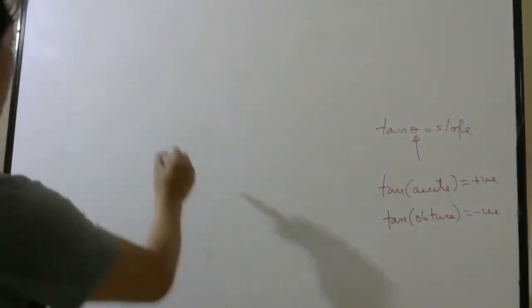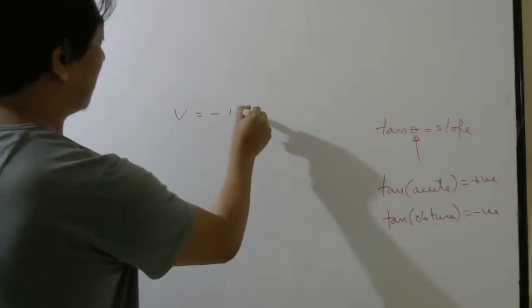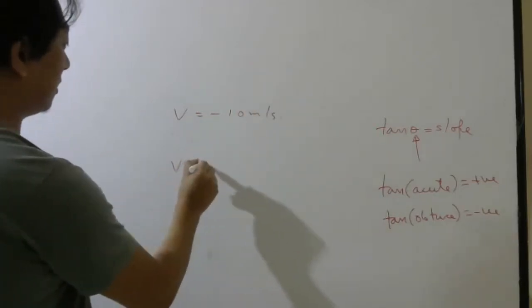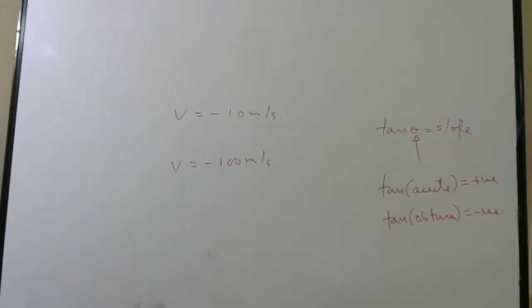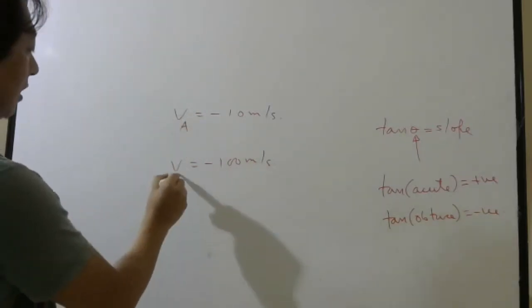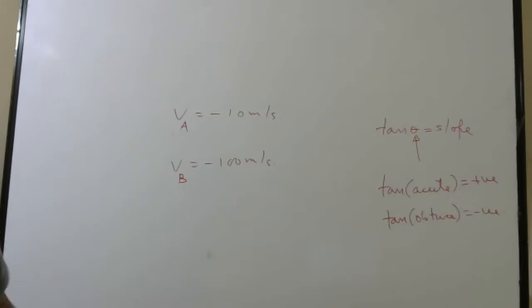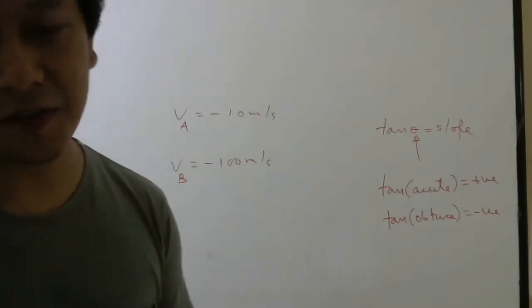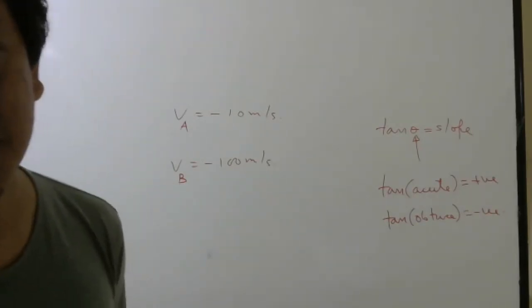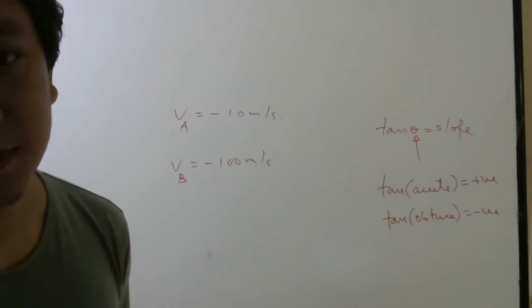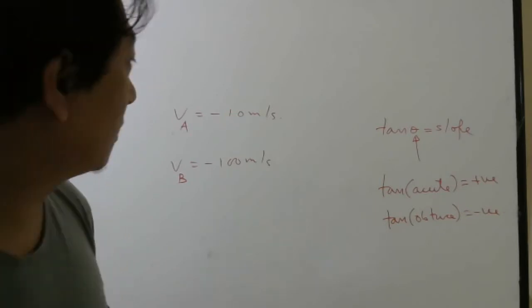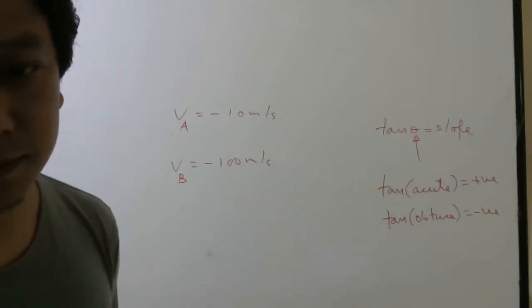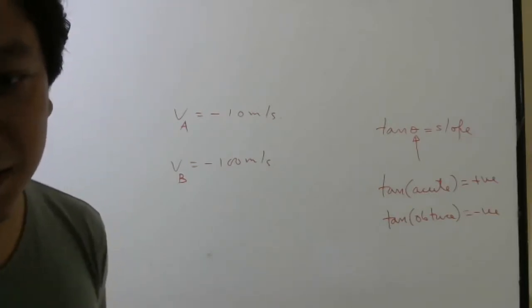But suppose velocity is minus 10 meter per second and velocity is minus 100 meter per second. This is the velocity of car A, velocity of car B. Which car is moving faster if I ask? Car A or car B? Just write A or B. Which car is moving faster?